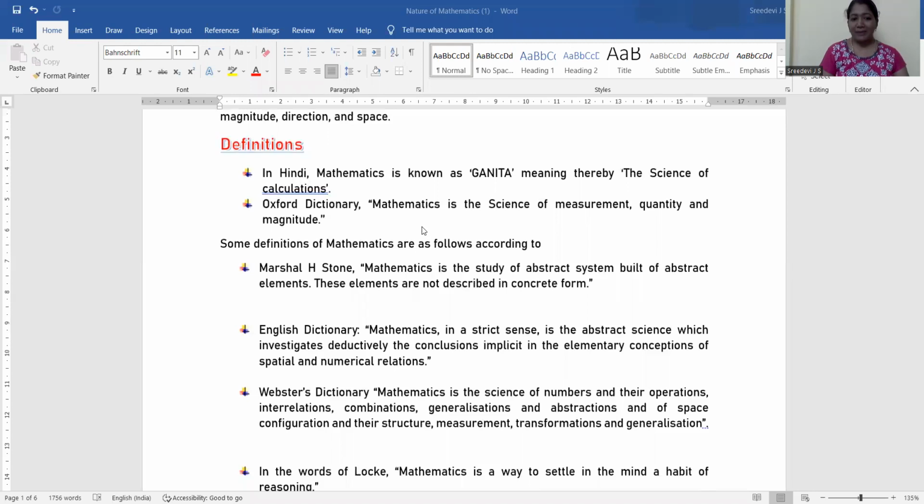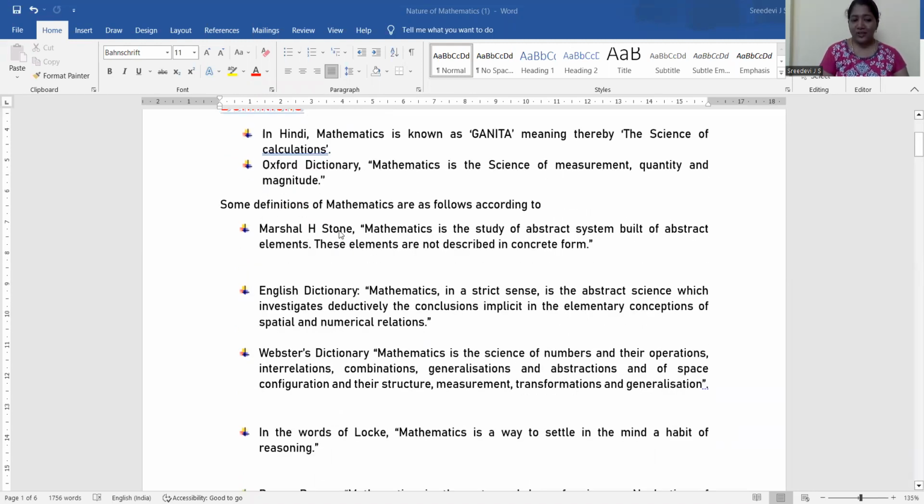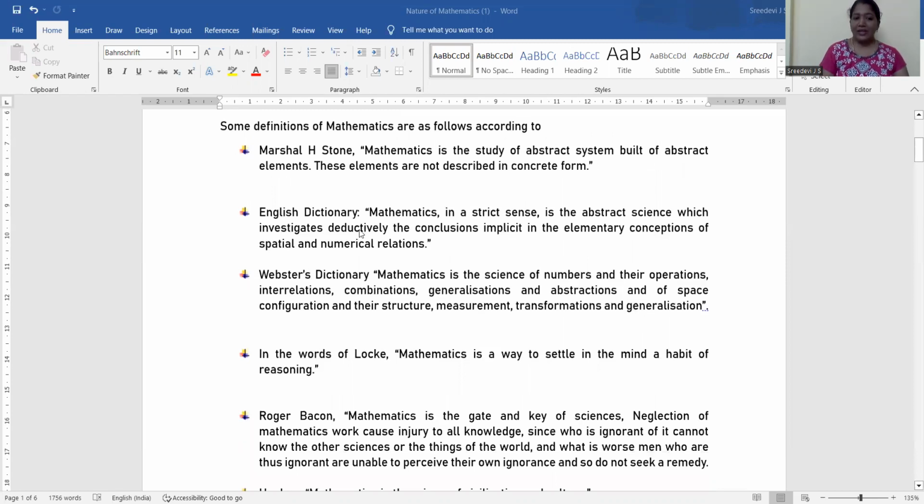And in Oxford Dictionary, mathematics is the science of measurement, quantity, and magnitude. And according to Marshall Stone, mathematics is a study of abstract systems. So abstract system, concrete system, relatedly only Marshall Stone defined it. So it is a study of abstract system built of abstract elements. These elements are not described in concrete form. And English dictionary, according to that, mathematics in a strict sense is an abstract science which investigates deductively the conclusions implicit in the elementary conceptions of spatial and numerical relations.